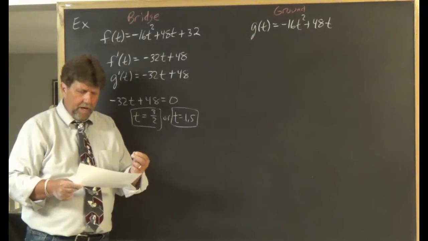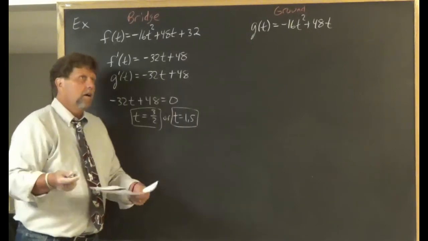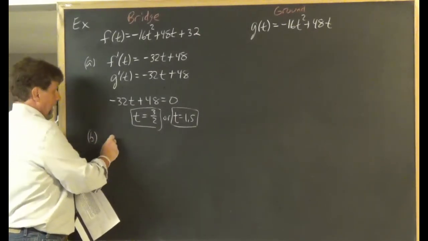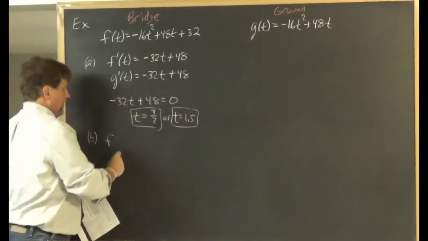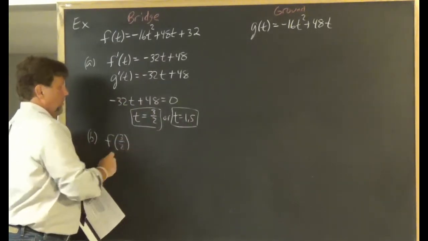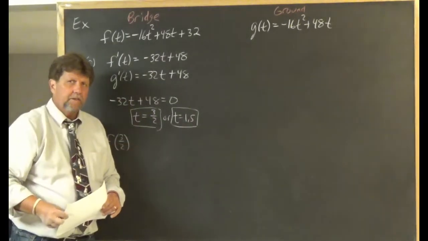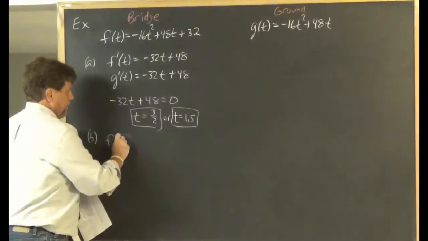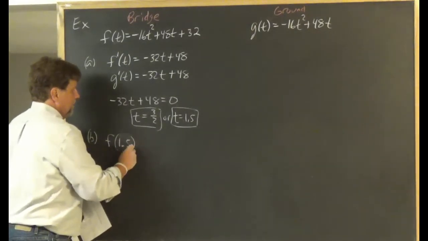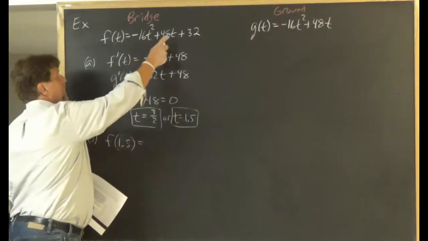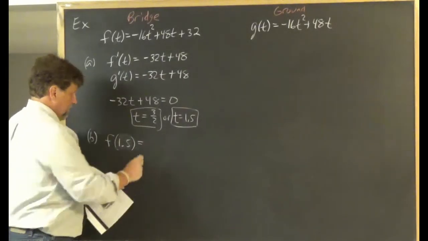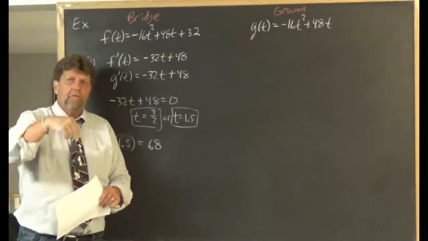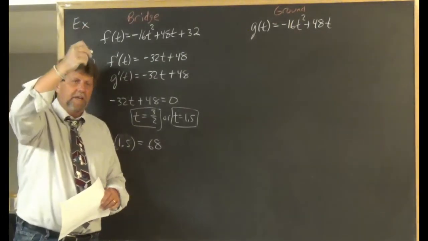Okay, part B, how much higher does the stone thrown from the bridge go than the stone thrown from the ground? So here's what we need to do in part B. The stone thrown from the bridge, this is the position function. We need to evaluate it at 3/2. Or, you know what? Instead of the fraction, why don't we do 1.5? So we put 1.5 in for the t's, and I get 68. So that means the stone thrown from the bridge has a high point of 68 feet.